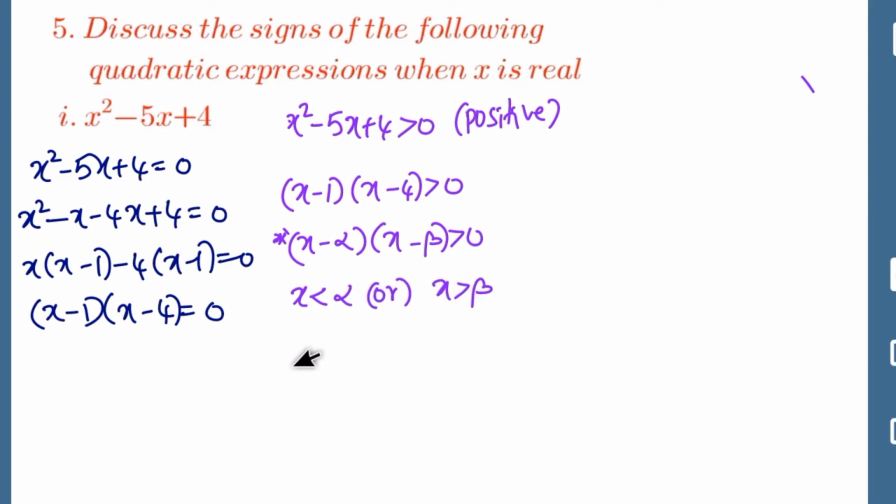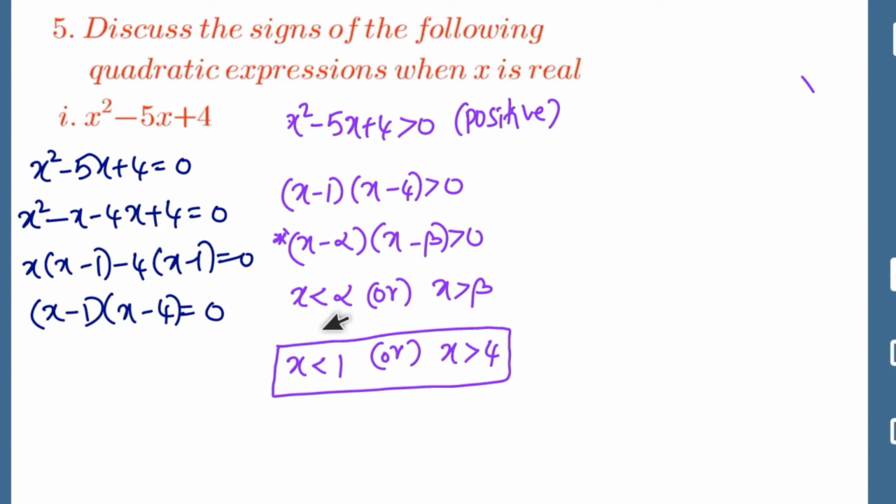So what is the answer? x less than 1, what is alpha value? 1, beta value 4. So x less than 1 or x greater than 4. So it is positive when x less than 1 or x greater than 4.